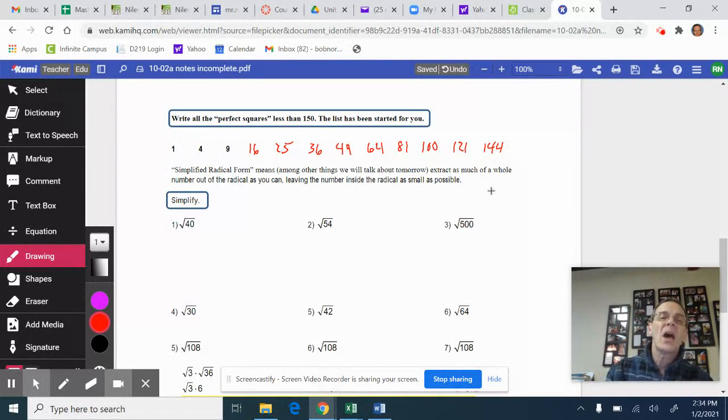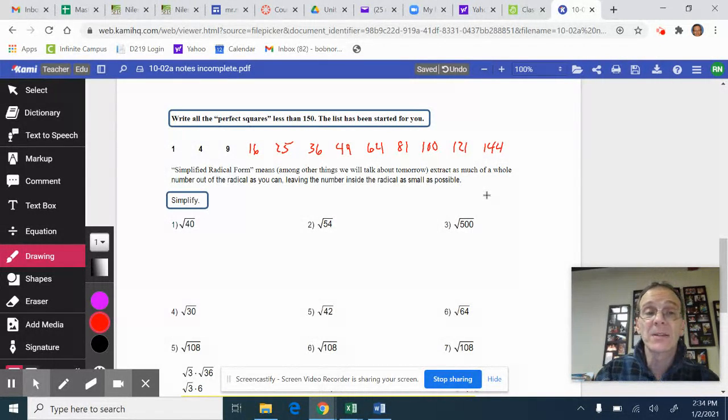Okay. It's helpful to know these numbers, to just know them. It's not necessary. You can always crank them out of a calculator. But it's helpful. It just makes your work go a little faster sometimes.